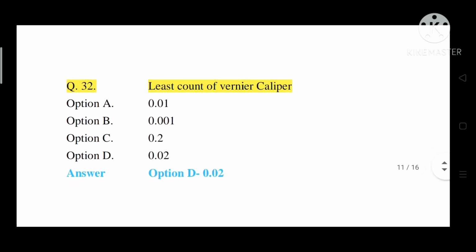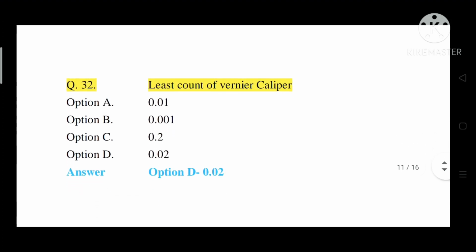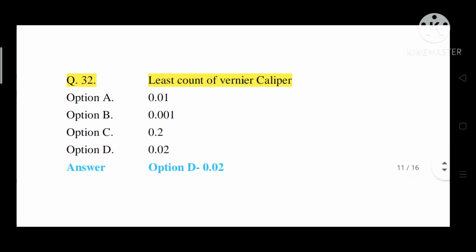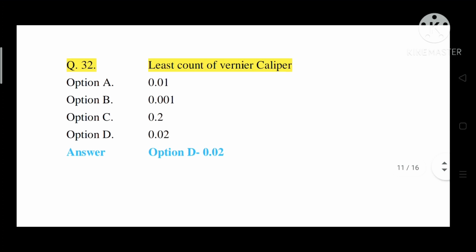Question number 32. Least count of vernier caliper. What is the value of the least count of vernier caliper? Option A 0.01, option B 0.001, option C 0.2, option D 0.02. So the correct answer is option D, that is 0.02. As you all know, the least count of vernier caliper is 0.02.